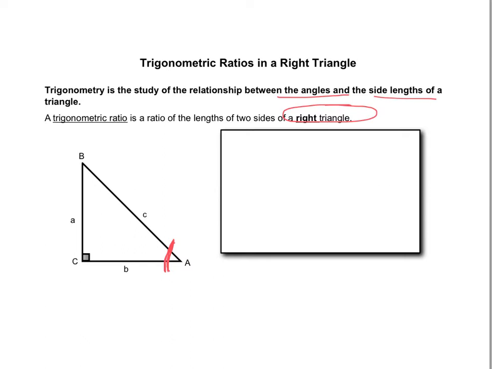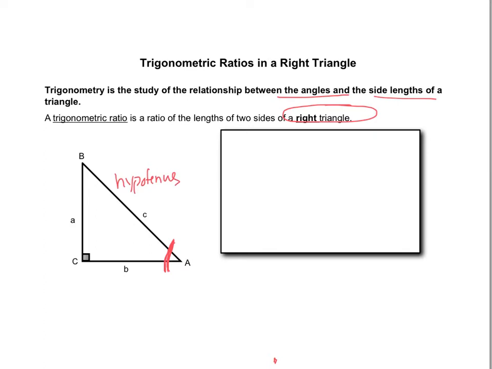So we'll start with a side that we already know in a right triangle. It's the hypotenuse. Now the hypotenuse is always the longest side, or it's the side across from the 90-degree angle. So this side here is the hypotenuse. So I'm going to label that. So we found the hypotenuse.